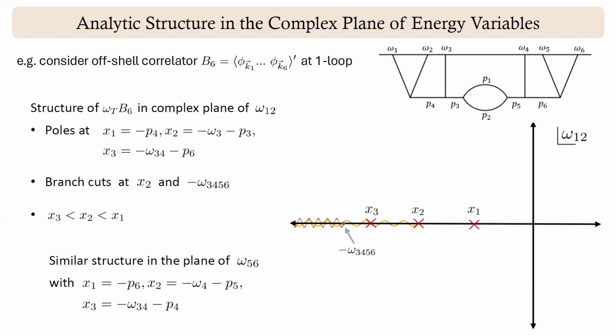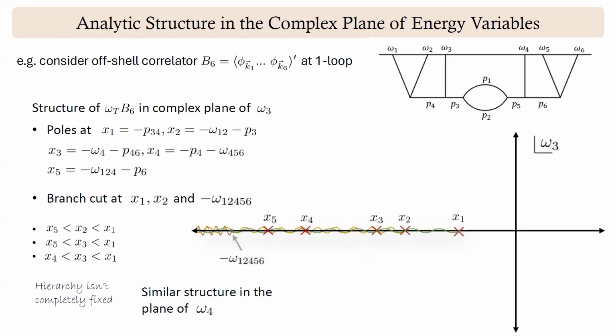Okay. So just as an example, for the six-point function at one loop, using the rules, you can immediately know what the poles and branch cuts are. In the complex plane of omega 1, 2, you would see that there are 3 poles and 2 branch cuts being produced. And in the complex plane of omega 3, there are 5 poles and 3 branch cuts being produced.